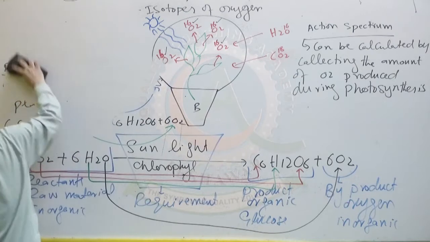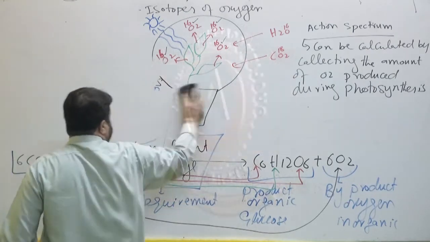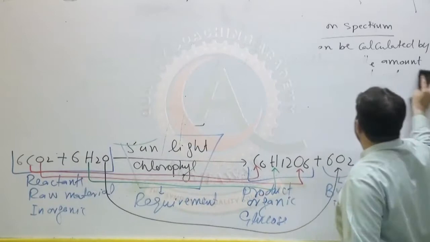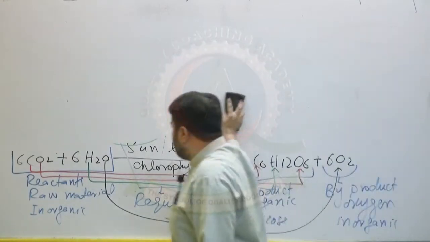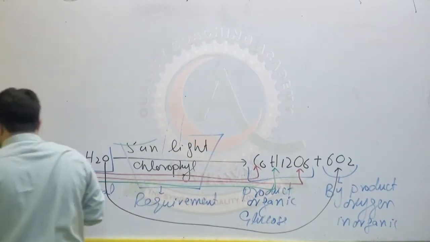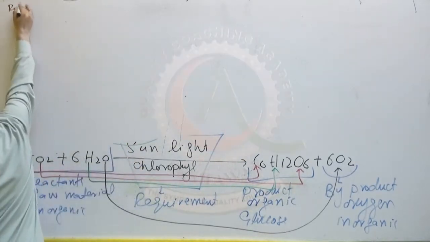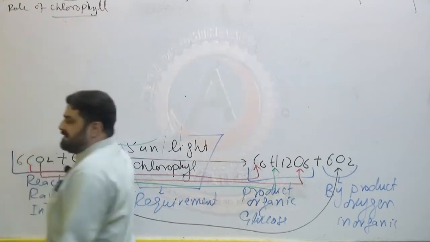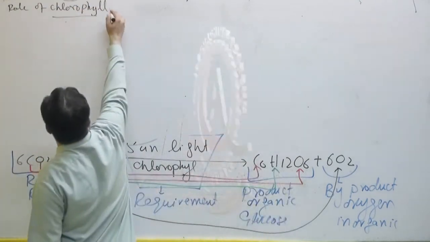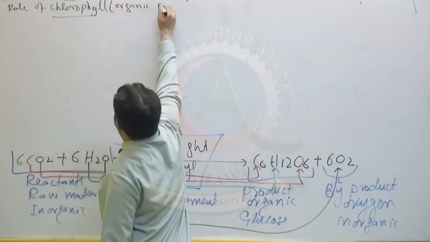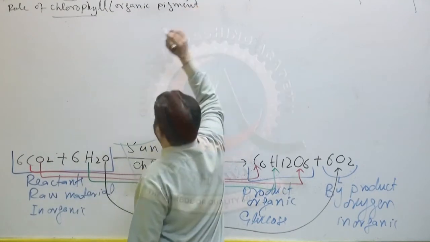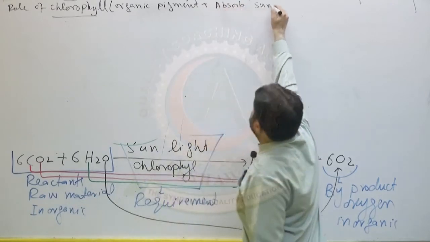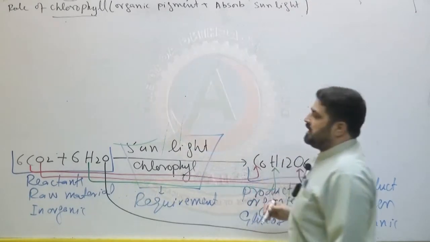Now we are going to discuss the role of the chlorophyll molecule during the process of photosynthesis. Because we have discussed the role of carbon dioxide, and then the role of the water molecule, we are now going to discuss the role of chlorophyll molecules. What is chlorophyll? Chlorophyll is an organic pigment that is used to absorb sunlight. Its main function is to absorb sunlight.